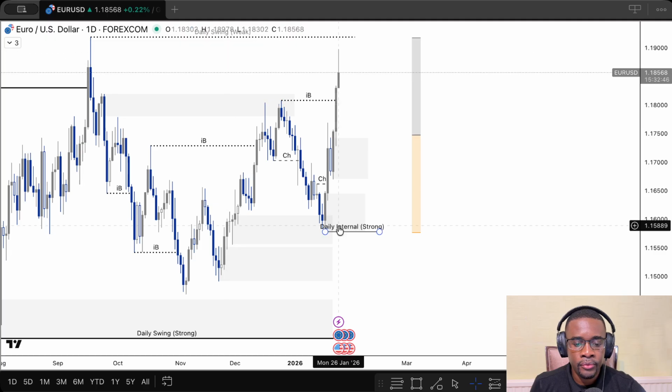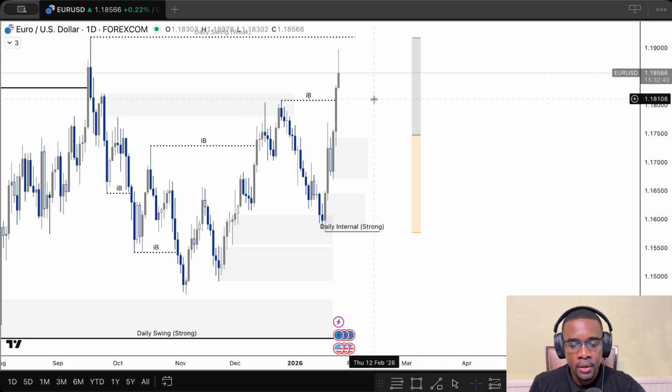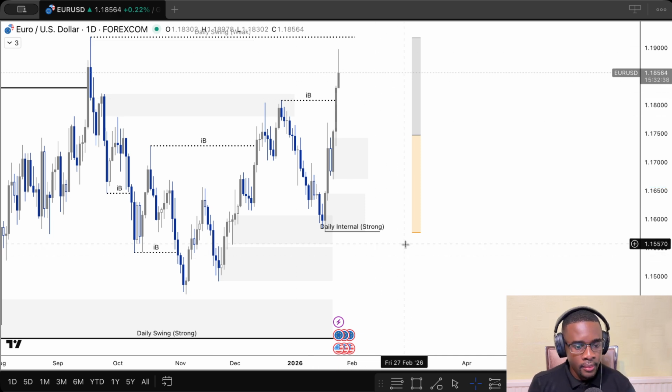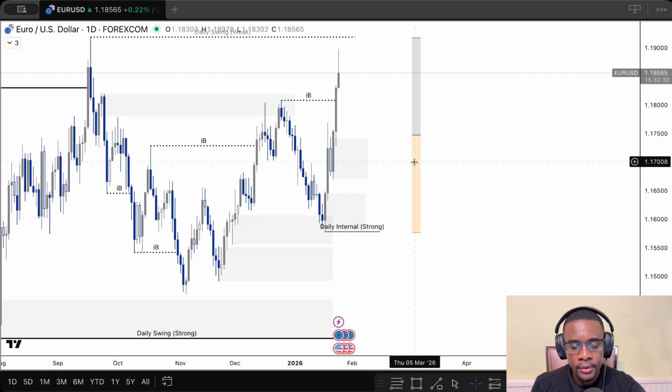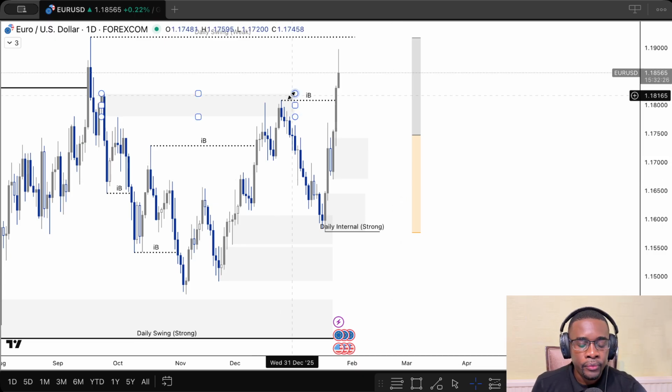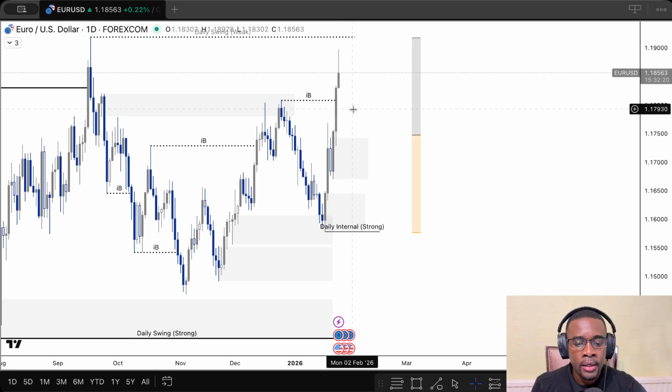Now I can remove that. I'm not interested in chalk. So that's the swing range we're now in for the internal. Now we have the daily swing, it's now bullish. The internal is also bullish. Everything is now aligned, so we could keep on looking for longs until we take out that week's daily swing high.